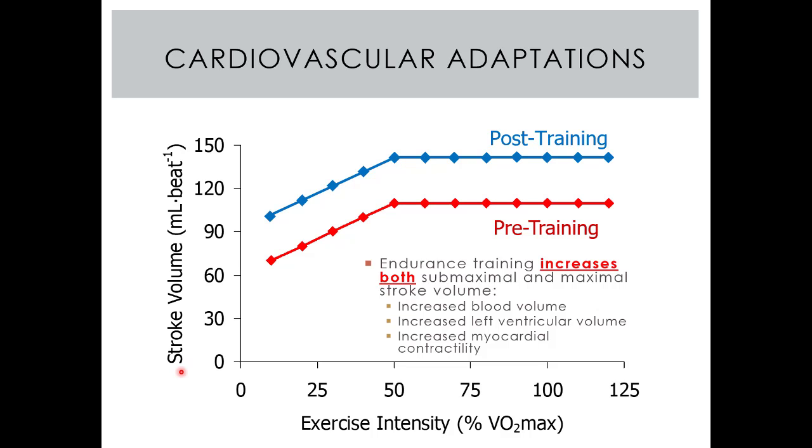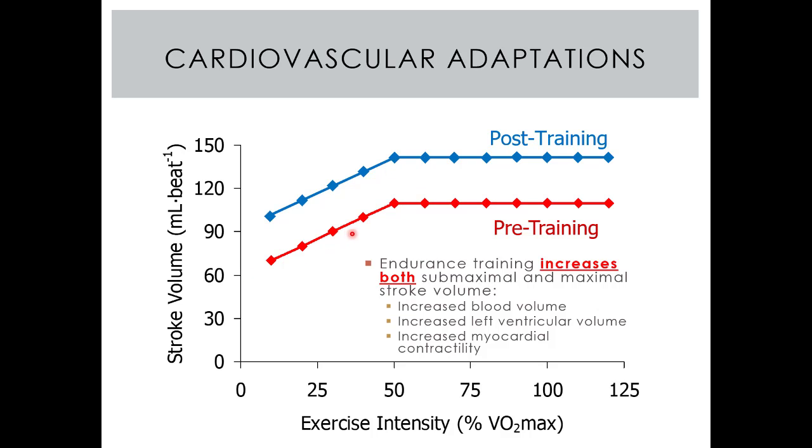Now, you may remember this graph from the prior lecture. But in that lecture, we only had one line just to simply demonstrate how stroke volume responds at varying intensities of exercise. We know that stroke volume increases linearly with intensity until a 50% VO2 max intensity where it maxes out. In this lecture series, we have now two lines.